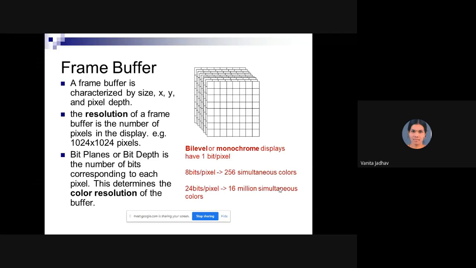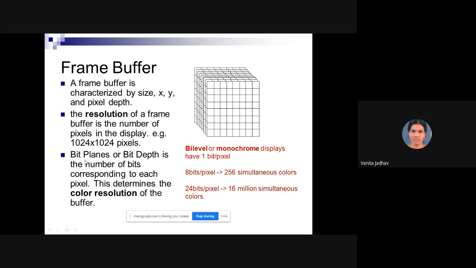Again over here the information about the frame buffer is given. How is the frame buffer characterized? The frame buffer is characterized by size, x coordinate, y coordinate, and pixel depth. Pixel depth is nothing but the color of that pixel. Again the definition of resolution is given over here. The screen size is assumed to be 1024 multiplied by 1024 pixels. That is, a total of 1024 by 1024 pixels we are able to display with the help of the screen. This is nothing but the screen resolution. This is the standard resolution in the computers we are using nowadays.